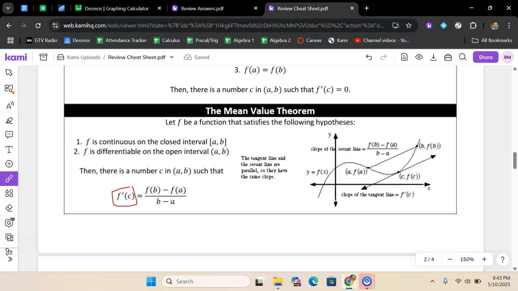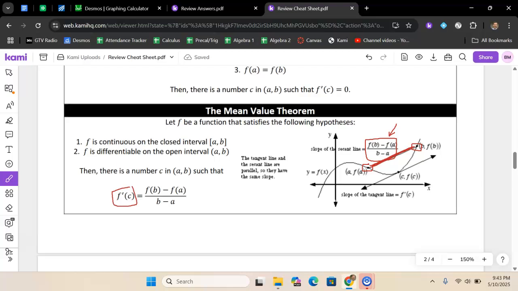Again, we have some interval a to b. The y values are not the same, so it kind of starts out the same way as the intermediate value theorem. But if you see this, this is the slope of the line between the endpoints of a and b. So if I have the point at a and the point at b, and I find the slope of that line, that's how I find slope: y minus y over x minus x, that's all we're doing there.